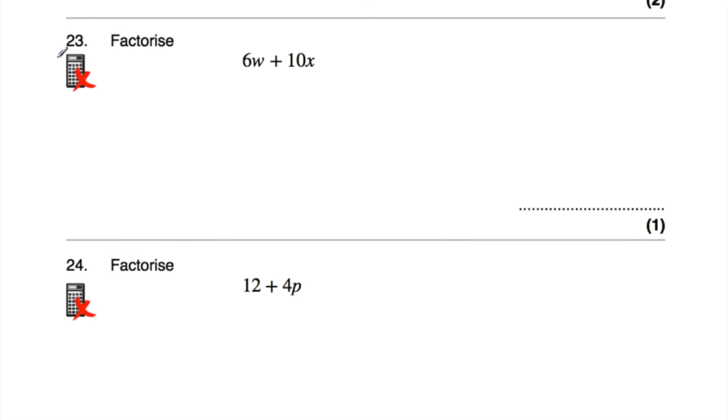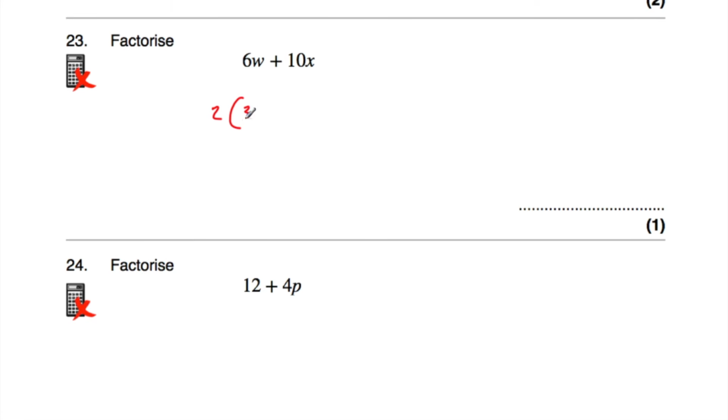Okay, let's have a look at our next question, question number 23. Question number 23 says factorise 6w plus 10x. So 6w and 10x, so in terms of common factors, I can see they're both divisible by 2. We can't take any letters out, so it's just going to be 2. And then open brackets and divide both of the terms by 2.